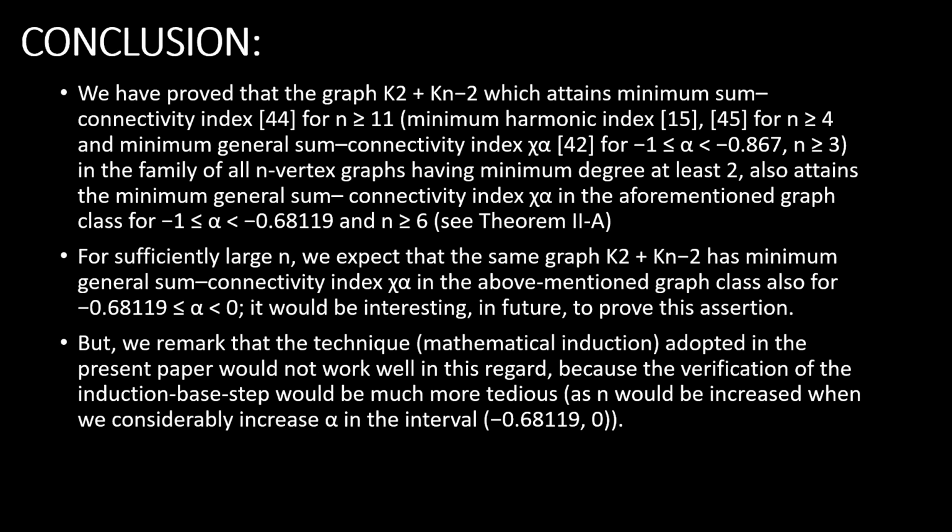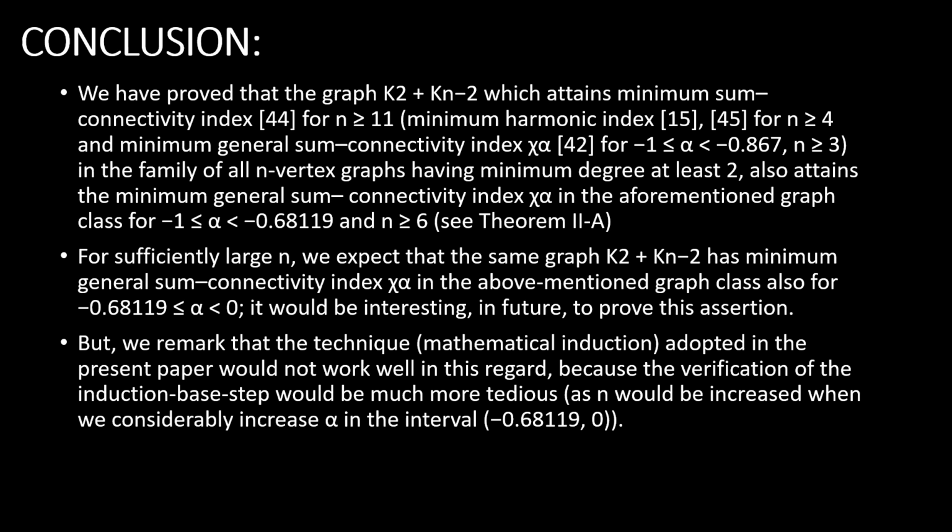Conclusion. We have proved that the graph K2 + K(n−2), which attains minimum sum connectivity index for n ≥ 11 and minimum harmonic index for n ≥ 4, and minimum general sum connectivity index Xα for −1 ≤ α < −0.867 and n ≥ 3 in the family of all n-vertex graphs having minimum degree at least 2, also attains the minimum general sum connectivity index Xα in the aforementioned graph class for −1 ≤ α < −0.68119 and n ≥ 6.